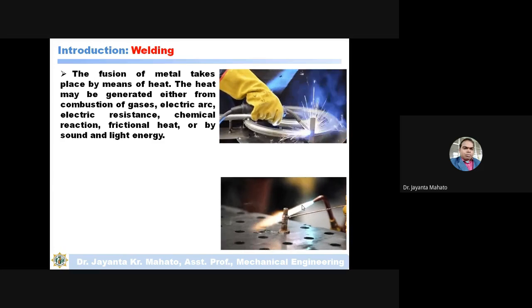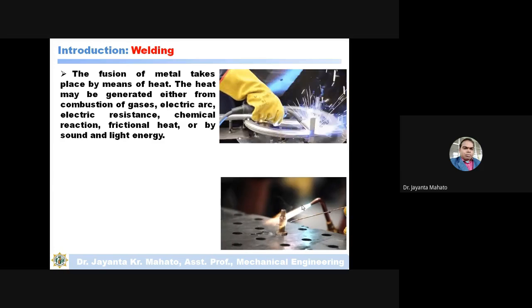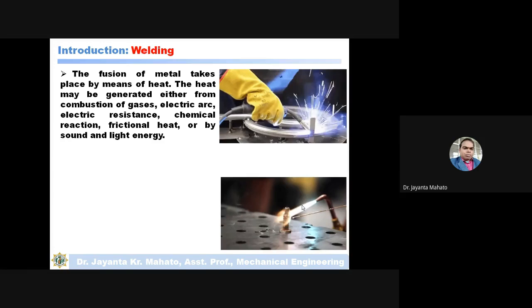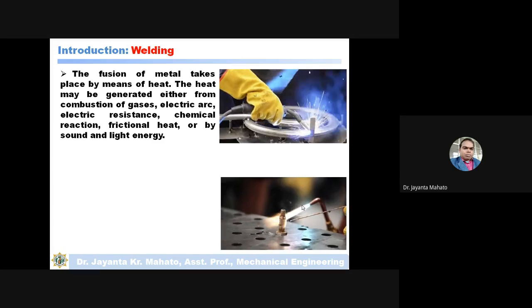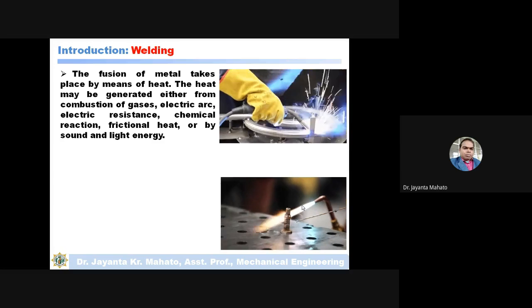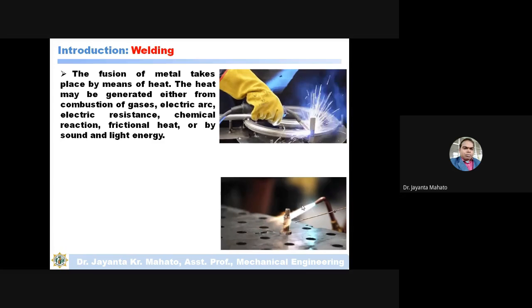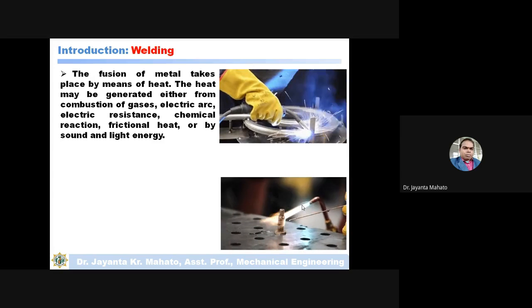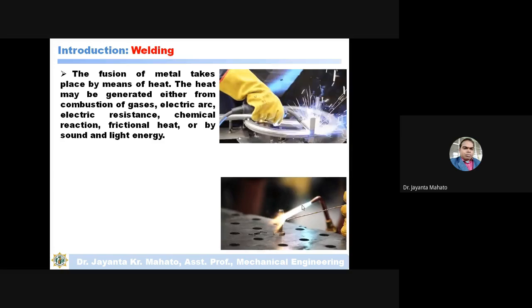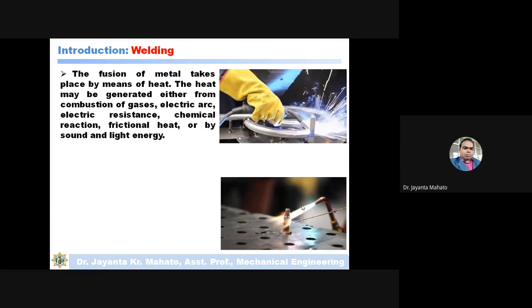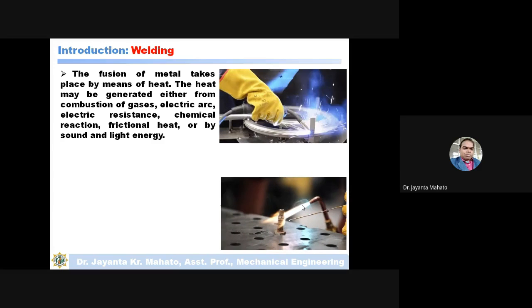rotating. Friction means rotating a disc on the metal surface. So friction will occur, and due to this friction heat will be produced, and this heat will melt the metals, and ultimately the metals can be joined together. So this is actually the friction stir welding process.